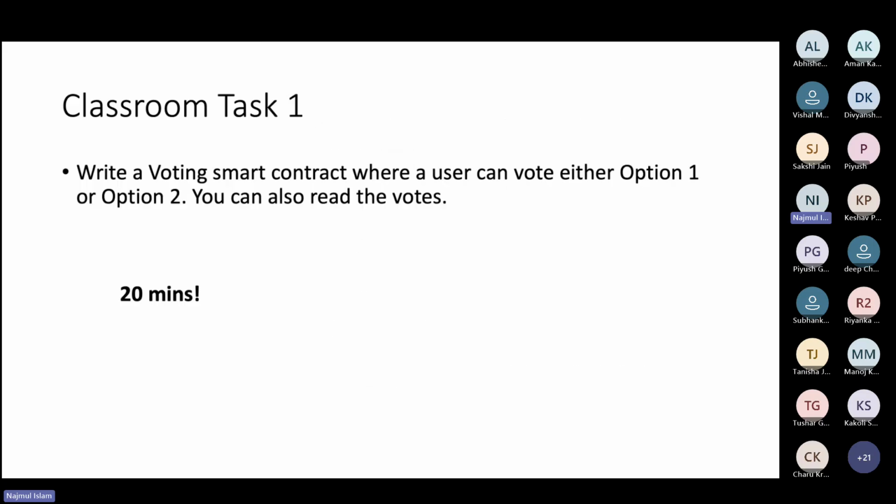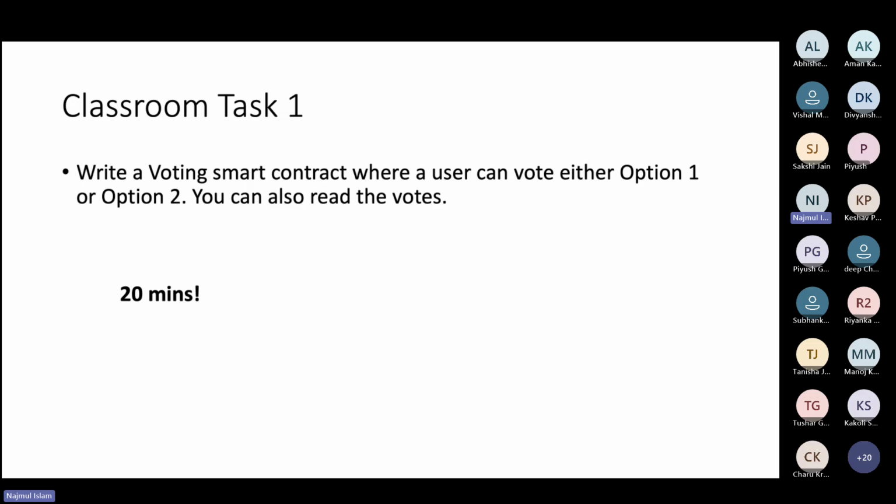But then let's do one final task for today, and I want you to write a voting smart contract. It's a very simple one. It should not take more than 10 minutes. Let's write a voting smart contract where a user can vote either option 1 or option 2. And then you can also retrieve the number of votes.